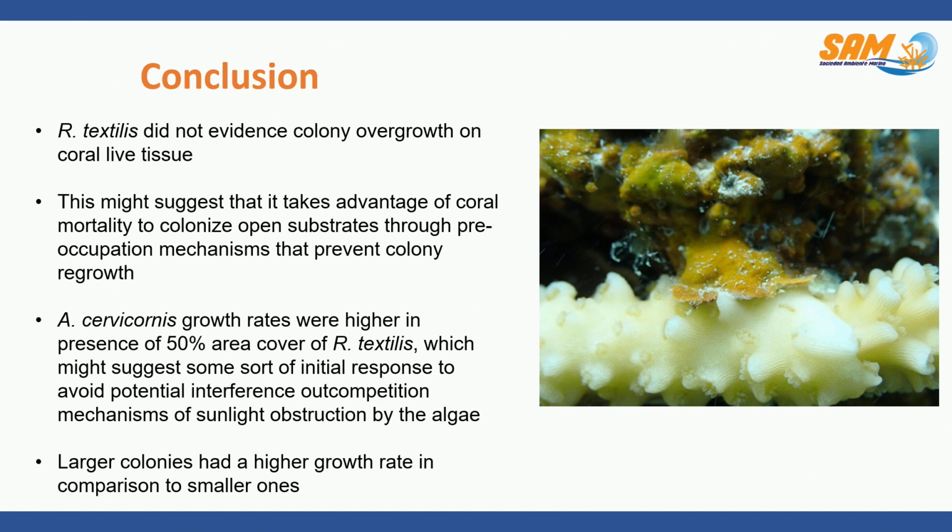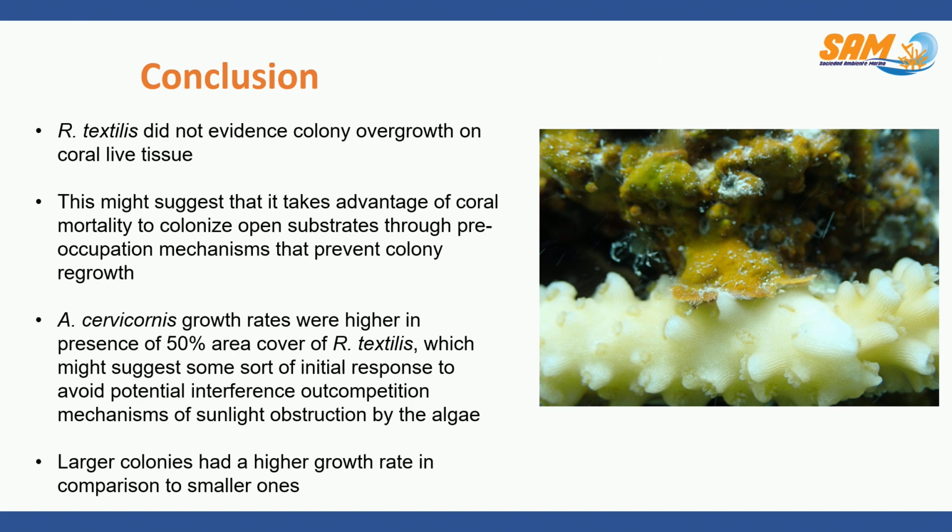So, in conclusion, Ramicrusta textilis did not evidence colony overgrowth on coral live tissue, and this might suggest that it takes advantage of coral mortality to colonize open substrate. And this picture here is very interesting because we had just one case where the thallus of the algae just grew right above the coral. Picture quality couldn't get it that well, so it doesn't touch the live tissue of the coral, but we think that it might block the sun and might kill it that way.